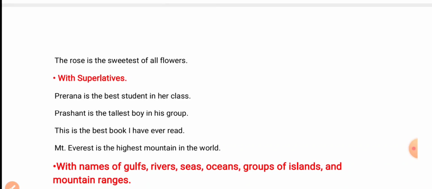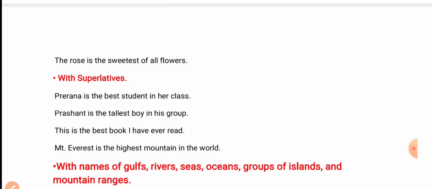Rule number 3, with the superlative degree of adjectives. We know that there are three degrees of adjectives. They are positive, comparative and superlative. Before the superlative degree of adjectives, we use the article. Here are some examples.